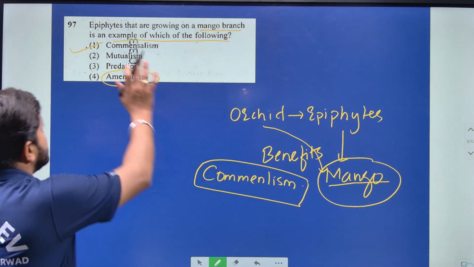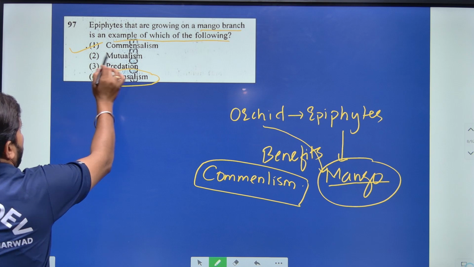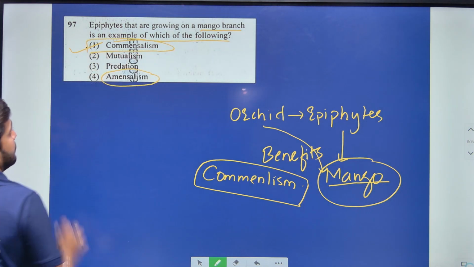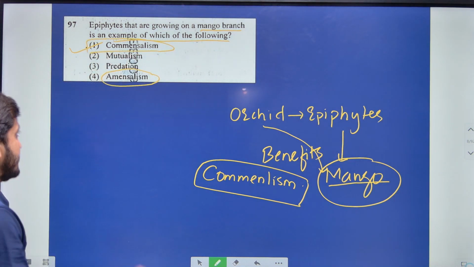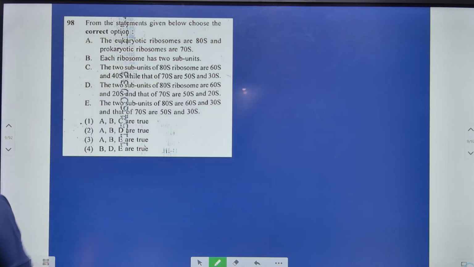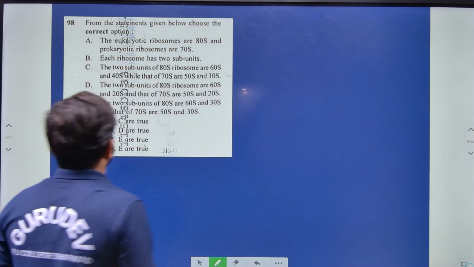So according to this particular question, the answer is commensalism. The answer here is commensalism, right? So we have to remember this based on examples.